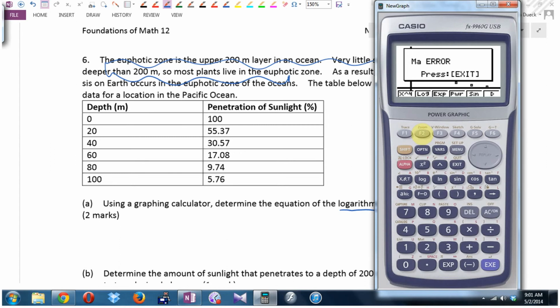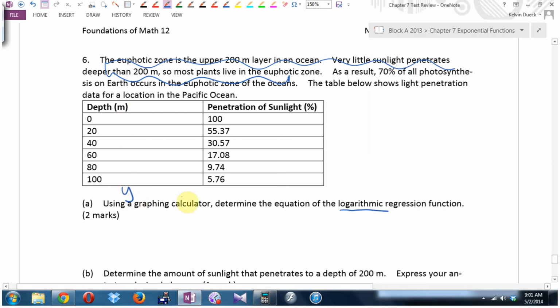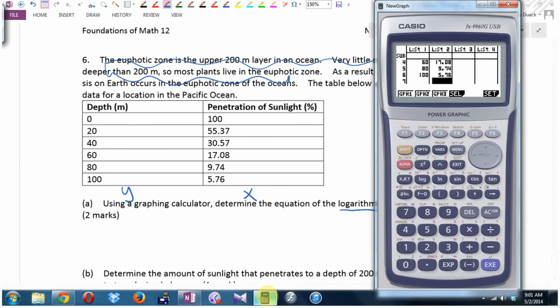Now, here's what that means. My calculator is saying, I'm sorry, based on the data that you've given me, I cannot find a logarithmic equation that fits this. What it really means is I've got the x and y in the wrong column. I need to make this the y column and this the x column. Okay? Is that okay?